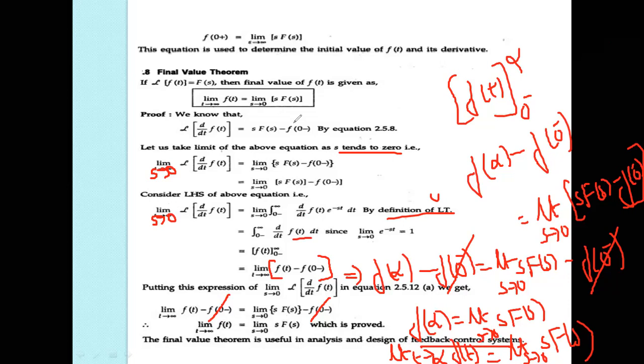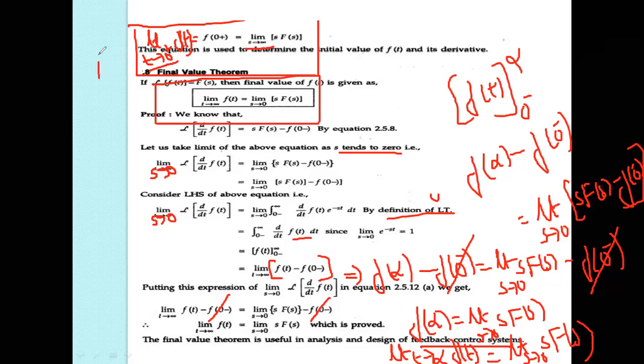Following, my dear students, you only have to remember the initial value and the final value theorems. Initial value starts from f of 0 plus, which means limit t tends to 0 plus f of t. So, the initial value theorem and the final value theorem. In the initial value theorem, the time domain is the limit 0 plus and in the frequency domain s tends to infinity. In the final value theorem, the time domain is infinity and the frequency domain is 0. The remaining is the same: f of t and s into F of s.